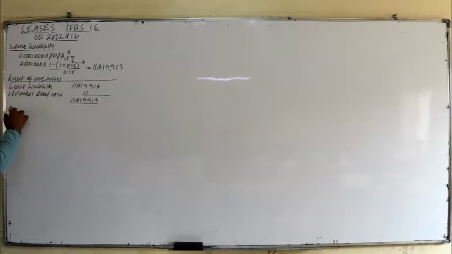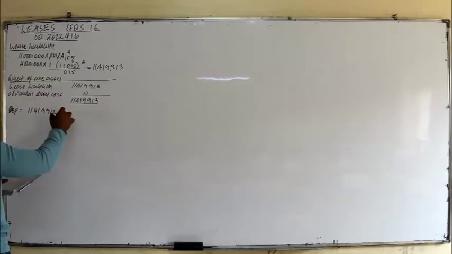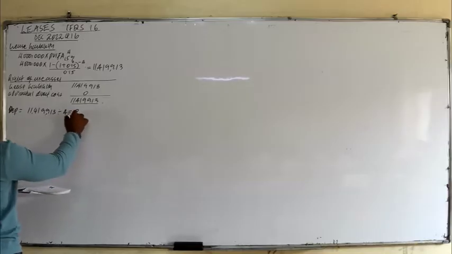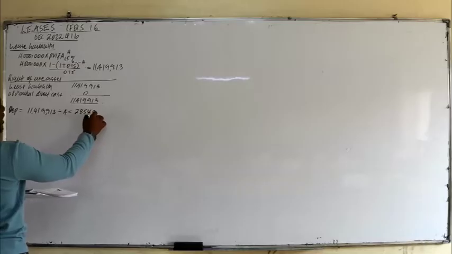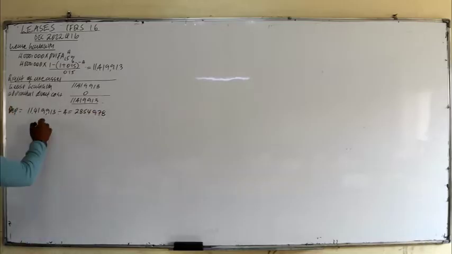Then we depreciate the right of use asset. For depreciation, you take 11,419,913 and depreciate for how many years? For 4 years. So how much will be depreciation per annum? 2,854,978. From there, we amortize. So we come up with the lease amortization schedule.